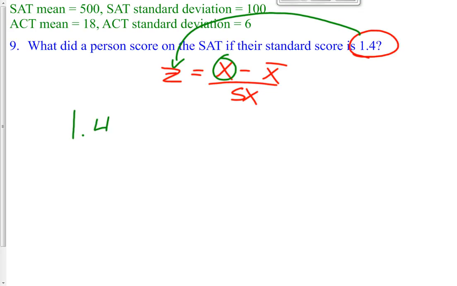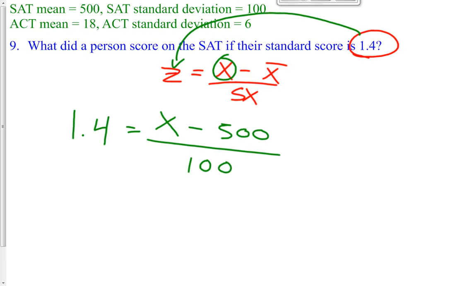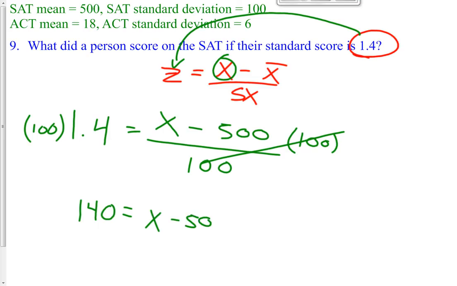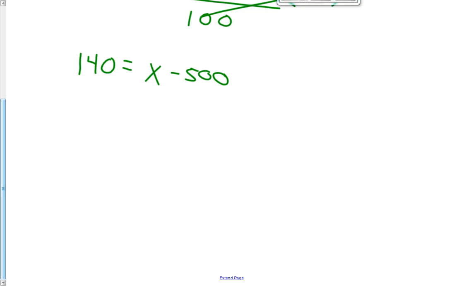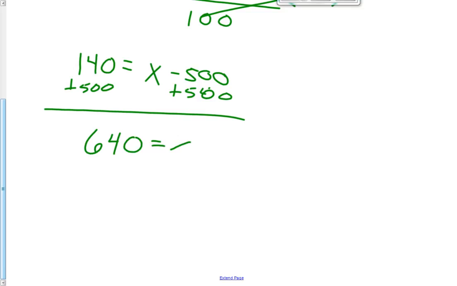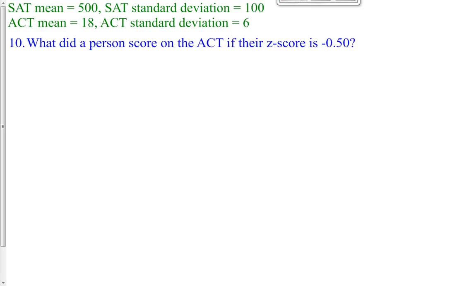So 1.4 is the z-score. That's the standard score. What score did they get? That's x minus the mean, so minus 500, divided by the standard deviation of 100. So we'll cross multiply both sides by 100, and I'm going to solve for x. So then we get 140. That equals x minus 500. Simply add 500 to both sides. And what score did that person get on the SAT? They got a 640. Why don't you guys pause the video and try this last one on your own, please.